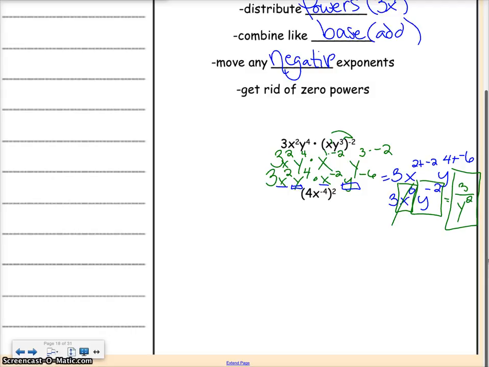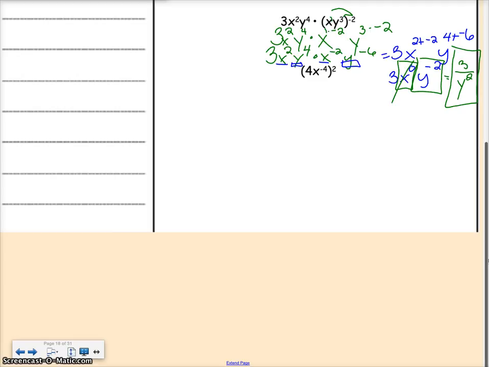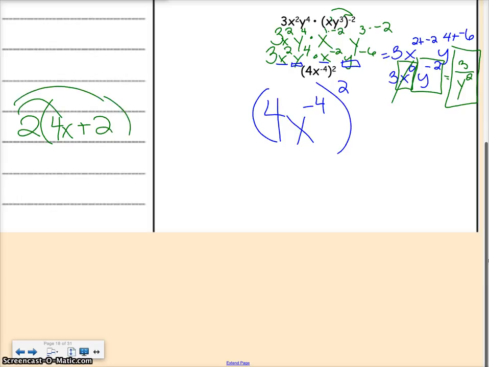Okay, I'm just gonna go ahead and bring this one down here so I have a little bit more space. Be careful. That 2 needs to be shared and distributed with everything. Just like when you distribute, just like when you distribute like this, you have to distribute this 2 to everything.